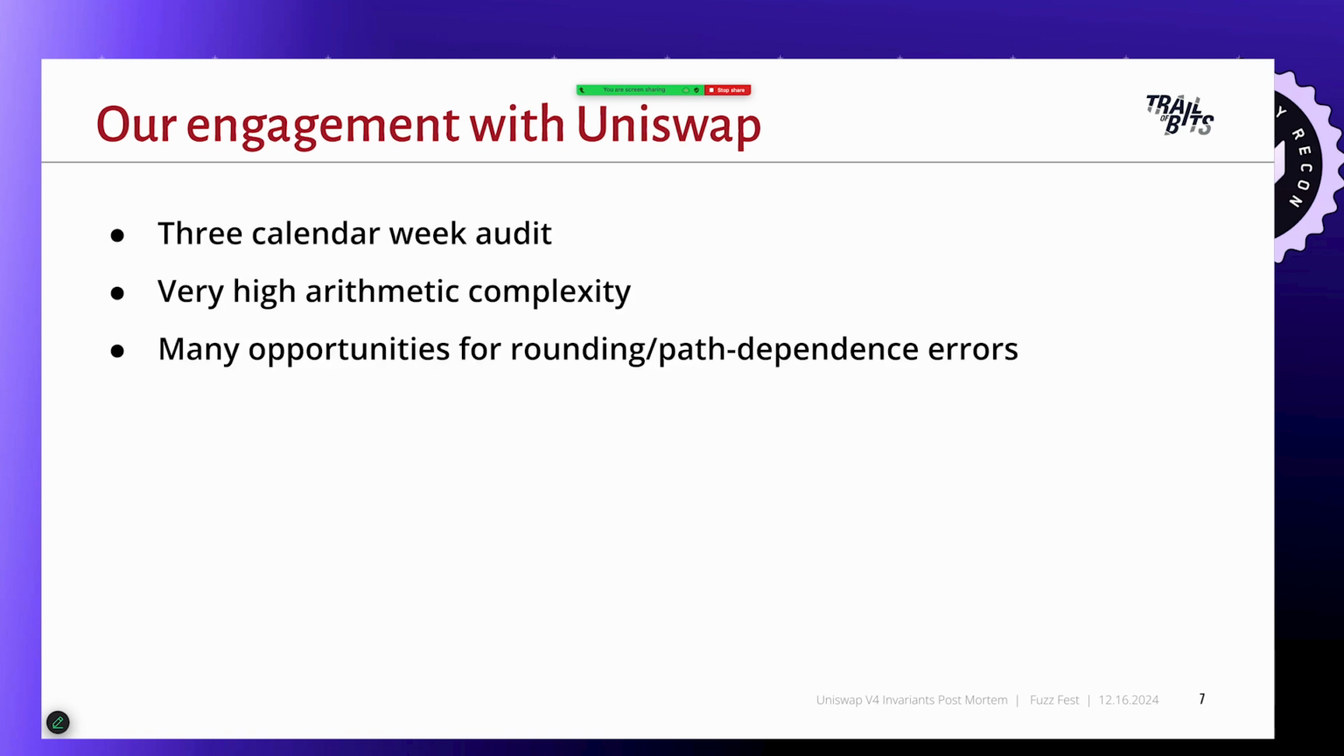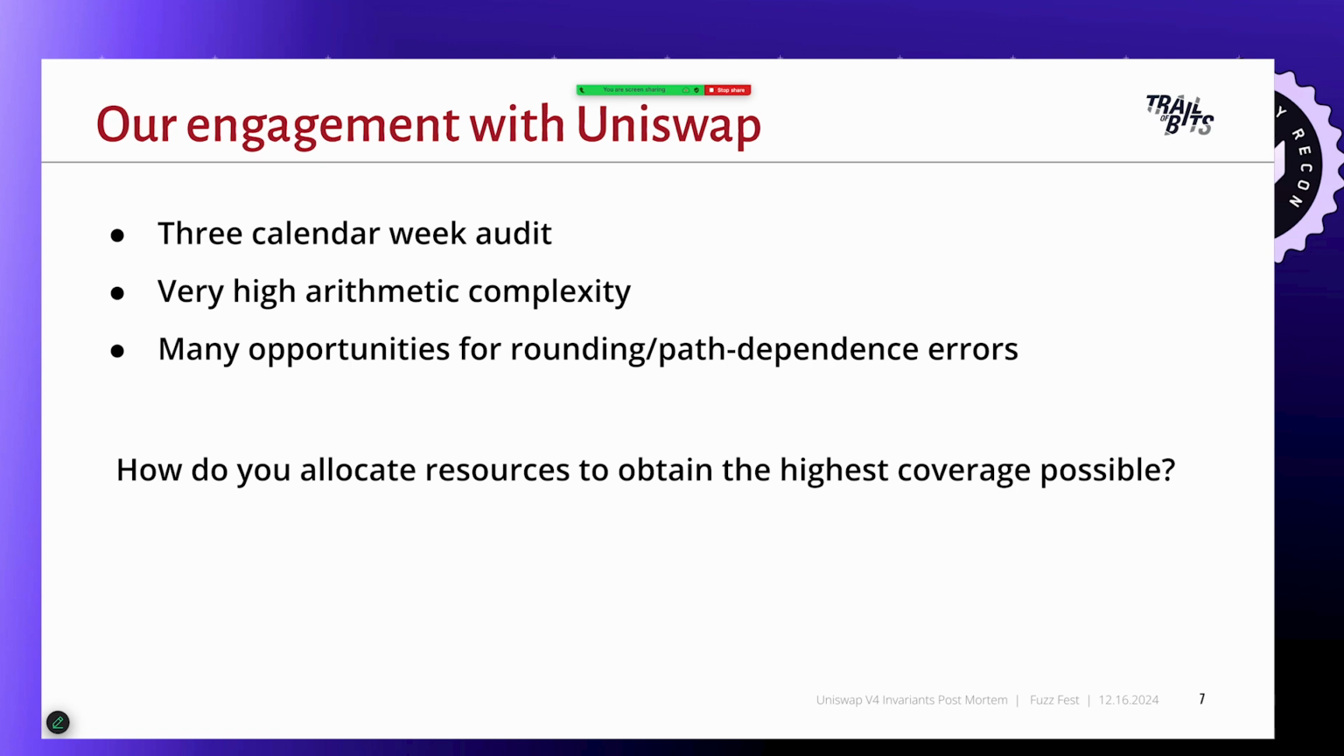So we had a 3 calendar week audit that we were going to do with them for this protocol that has really, really high arithmetic complexity. It's very compact. It's painfully complex. There's a bunch of potential issues for rounding and path independence errors. It's just a complete mess. And so we had to figure out how to allocate resources to obtain the highest coverage possible, because we only had 3 weeks. And this protocol had already been reviewed by 4 other audit firms, so it's not going to be easy to find bugs.